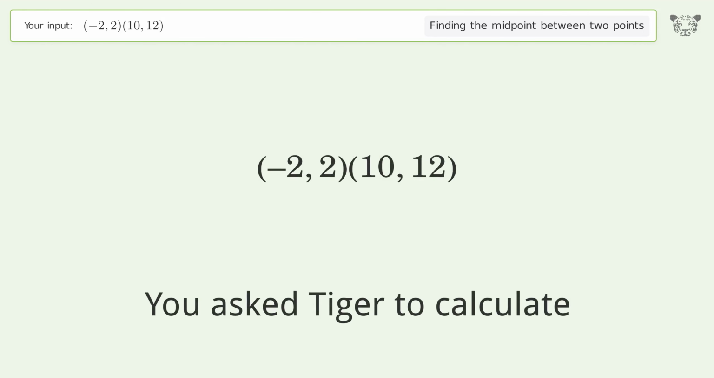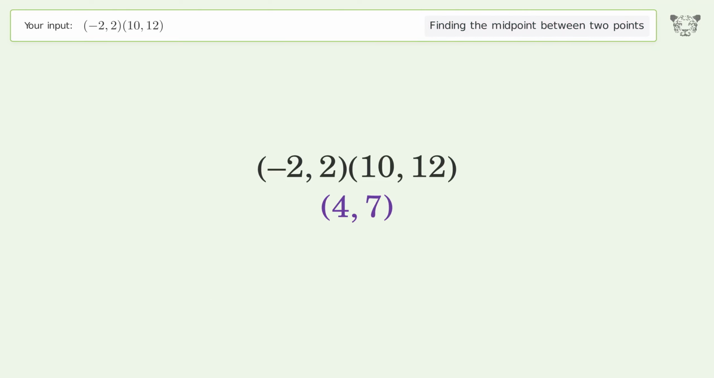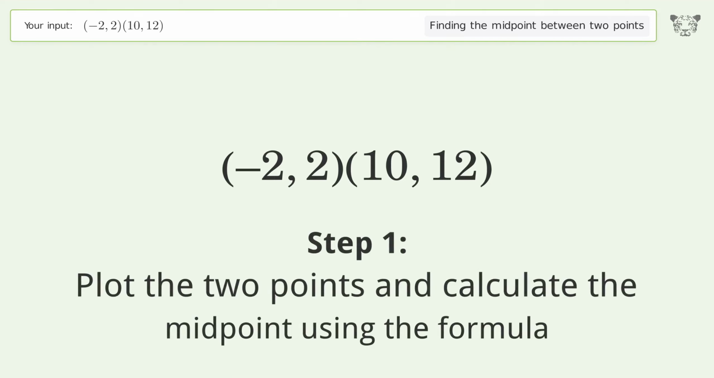You ask Tiger to calculate. This deals with finding the midpoint between 2 points. The midpoint between the 2 points is (4, 7). Let's solve it step by step. Plot the 2 points and calculate the midpoint using the formula.